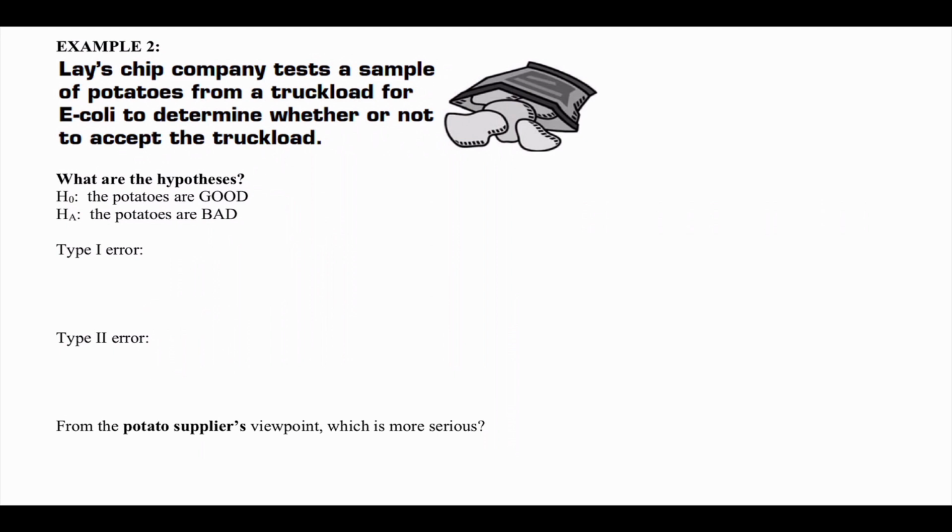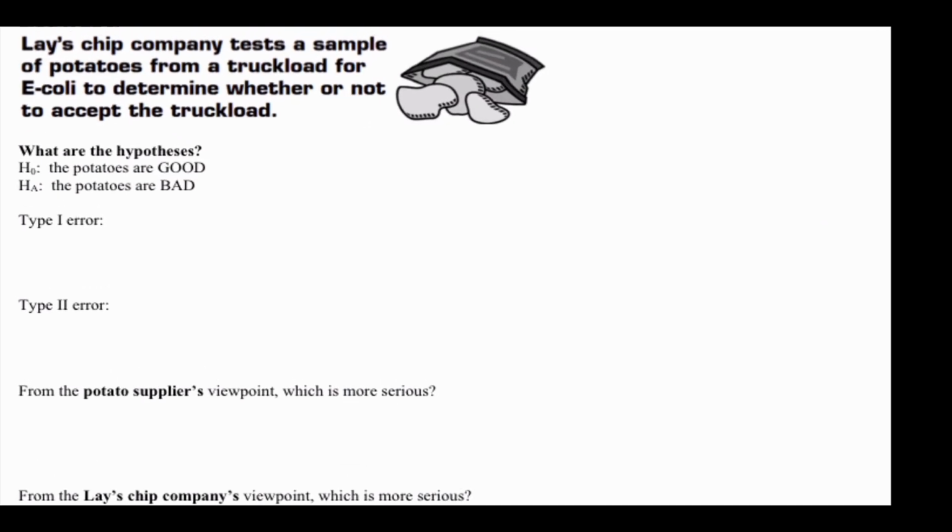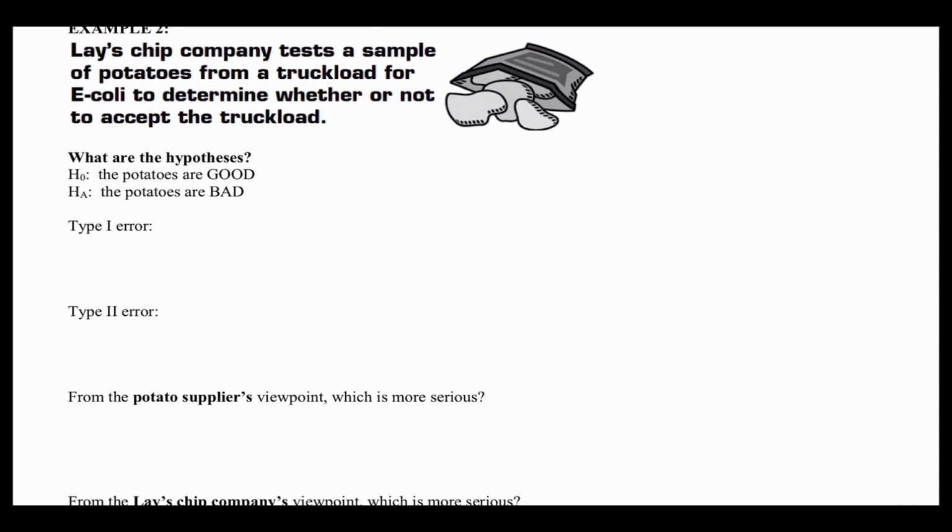So the hypotheses. The null: the potatoes are good. The alternative: the potatoes are bad. What would a type 1 error look like? What would a type 2 error look like? Write it down and we'll talk about it.